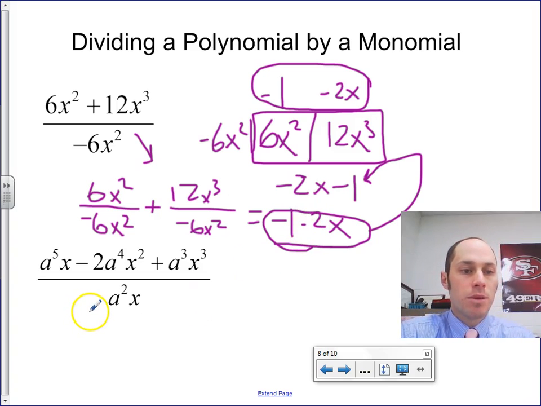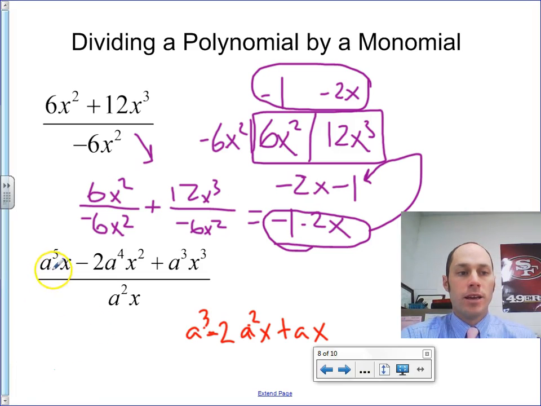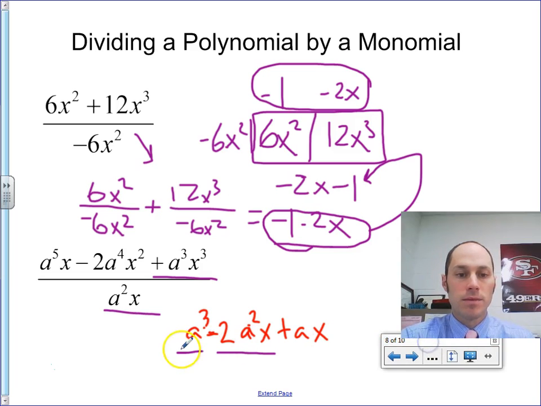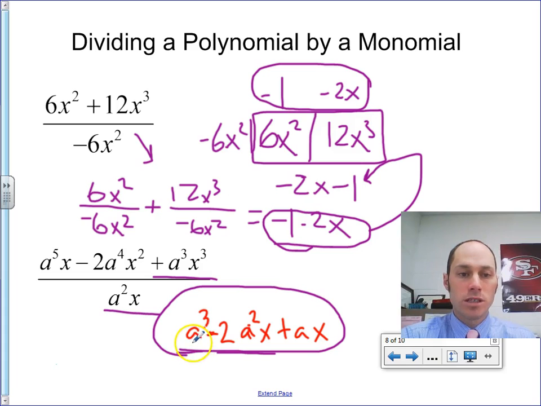Why don't you try the next example? Pause the video, start it when you're ready to see the solution. So a to the fifth x divided by a squared x is a to the third. X's cancel out. Negative 2a to the fourth x squared divided by a squared x, we have negative 2a squared x. The final term, a to the third x to the third, divided by a squared x gives us ax. Okay, so dividing is just reverse distribution.